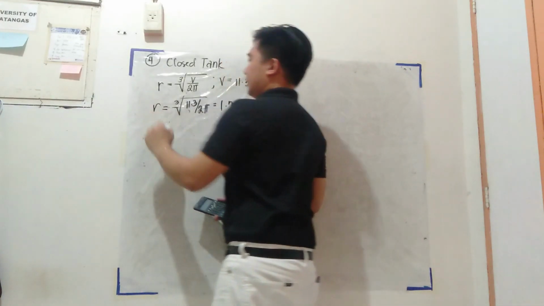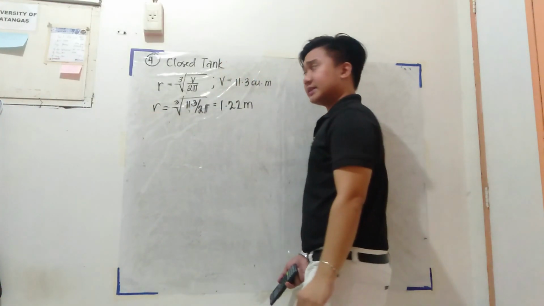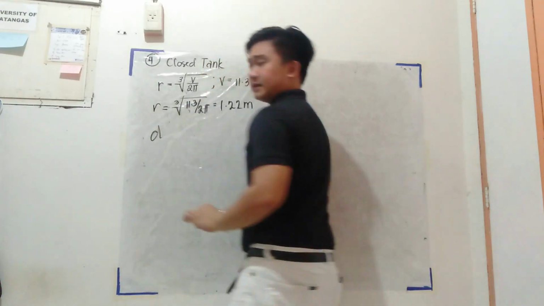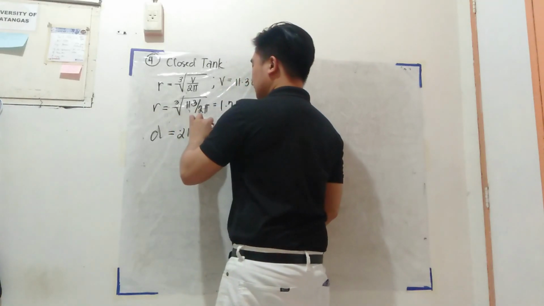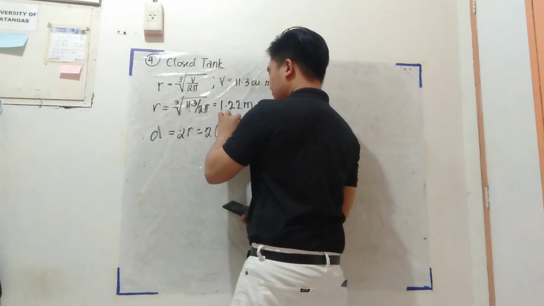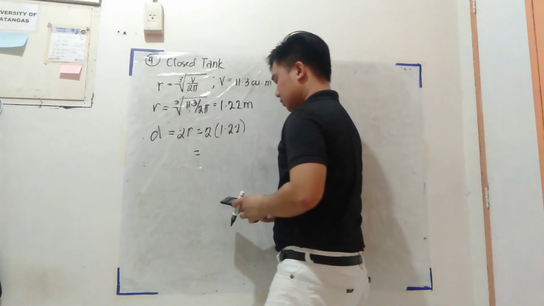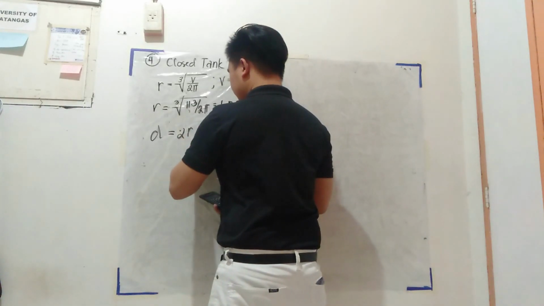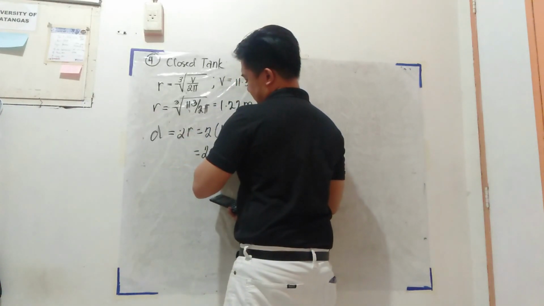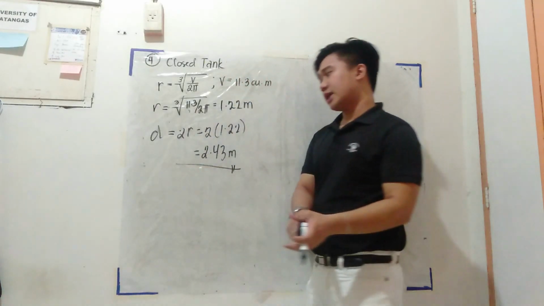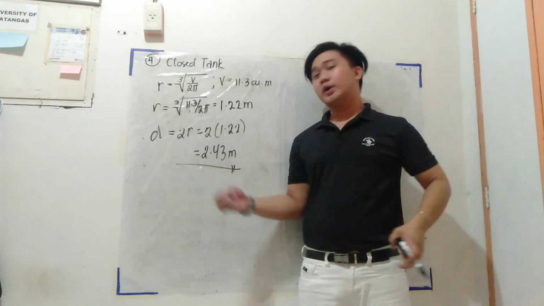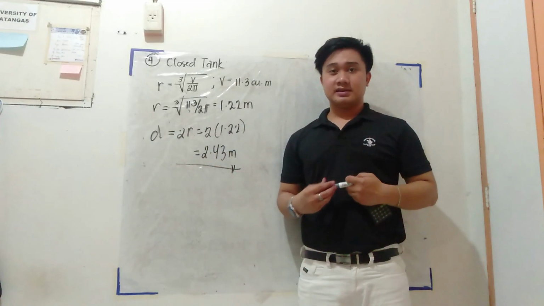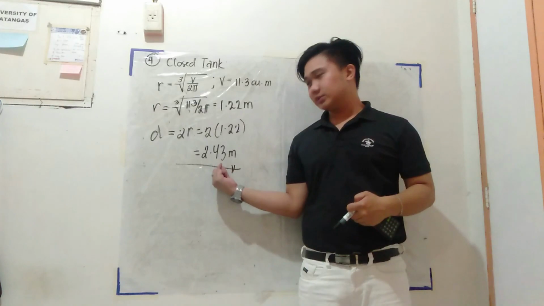Okay? Ano ba po kasi pinapahanap sa atin? Diameter. And diameter is just twice the radius. So this is equal to 2 times 1.22. This is equal to 2.43 meters. Okay? Isipin nyo gano'ng kalaki yung tangke natin na yung diameter natin ay 2.43 meters. Okay? So, kasyang-kasya yung tao.